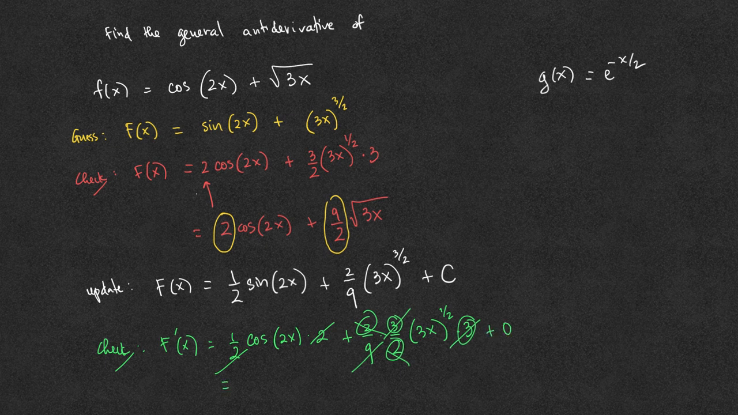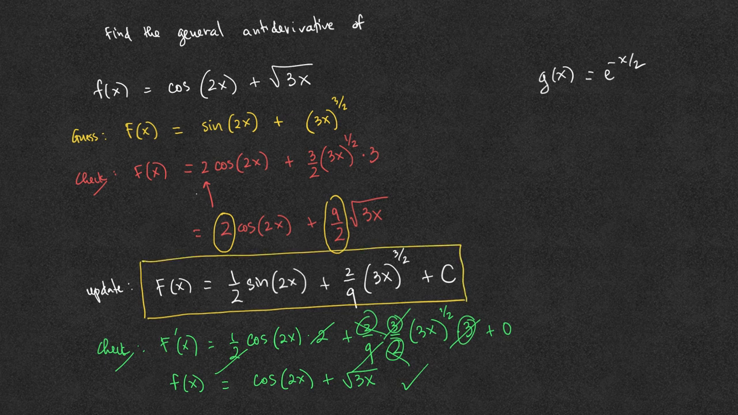So when we check this, we have cosine of 2x plus the square root of 3x, and this is the given function, lowercase f of x, so our updated guess is correct. The antiderivative of f of x is 1 over 2 sine of 2x plus 2 over 9 times the quantity 3x raised to the power 3/2 plus c. Don't forget the plus c for the general antiderivative.